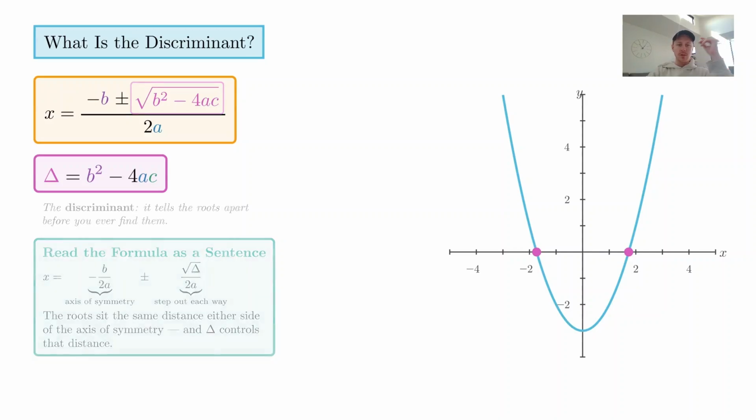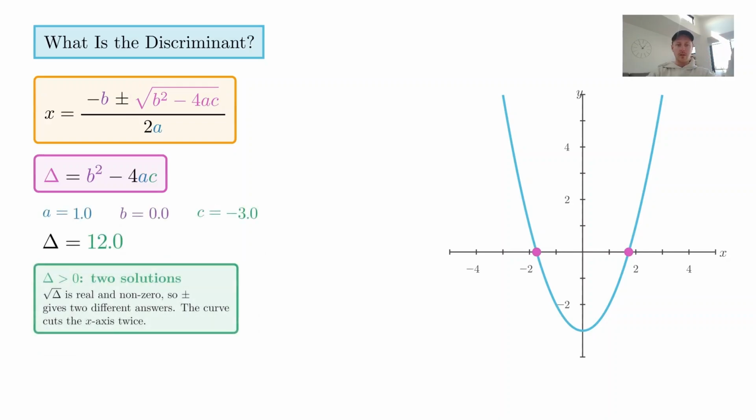I want to show exactly some examples here. So if a was 1, b is 0 and c is -3, then the discriminant is 12, because b squared is 0 minus 4 groups of 1 times -3. So -4 times -3 is 12. So we get a discriminant that is positive.